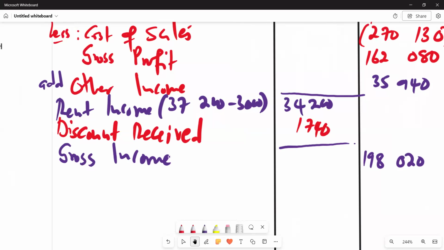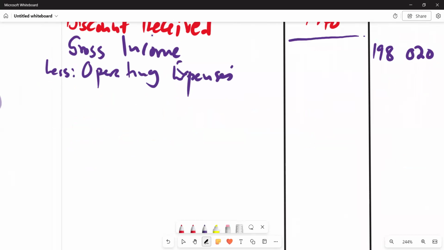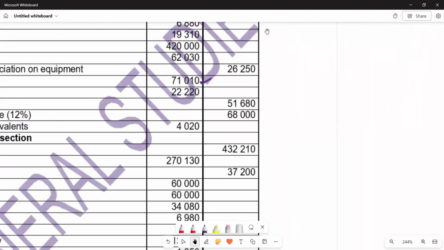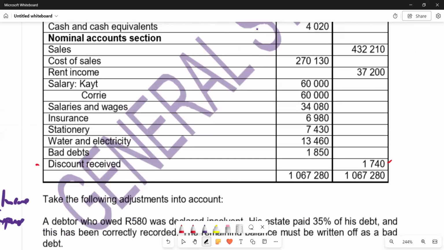Right. So after that, we now go to the expenses, less operating expenses section. So we are saying less operating expenses. So this is what we have on operating expenses. Then we can go to our trial balance to check what operating expenses we have. So we come here, and we check on our nominal account section all the expenses that we have.